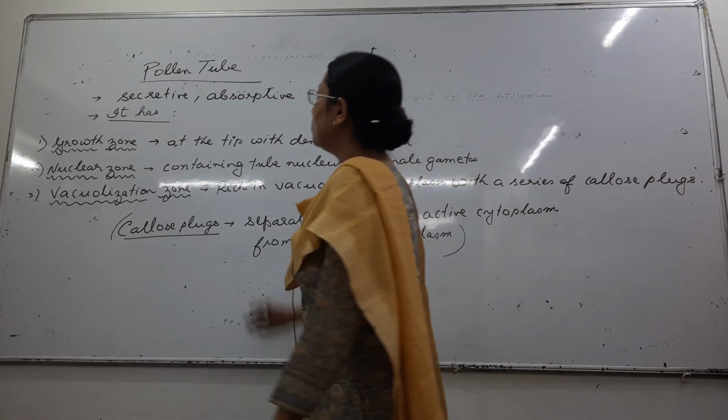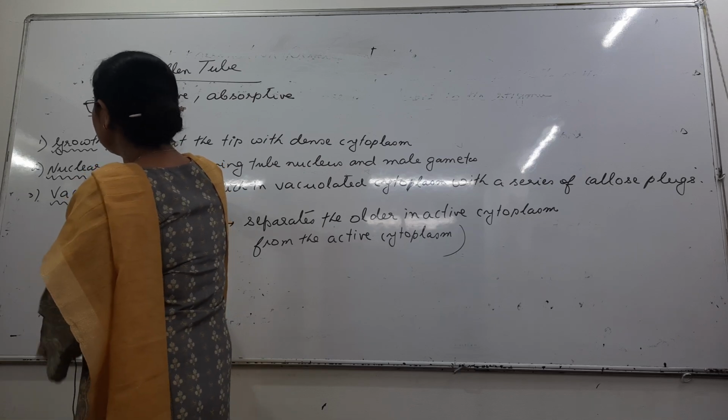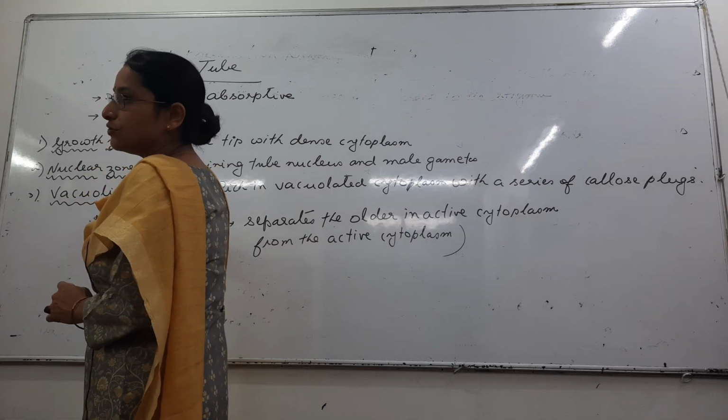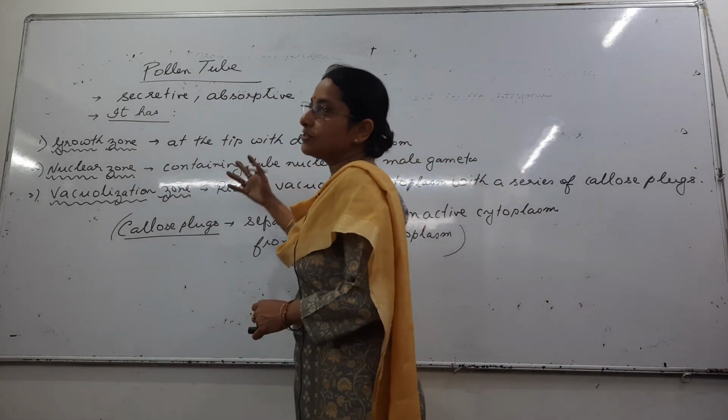So when we talk about the pollen tube, it has been divided into certain zones. We have three zones: the growth zone, the nuclear zone and the vacuolization zone. Wherever the vacuoles are present and the callose plugs are present, I think the information is written, right?